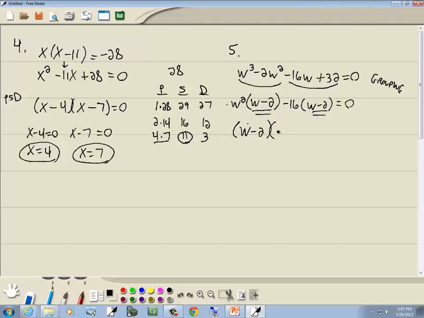Okay, I factor out w minus 2, so that leaves me w squared minus 16. Now the w squared minus 16, we've got 2 terms with a minus in it. That's a difference of 2 squares.